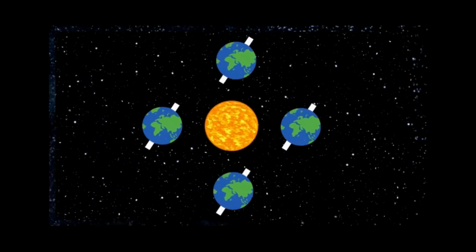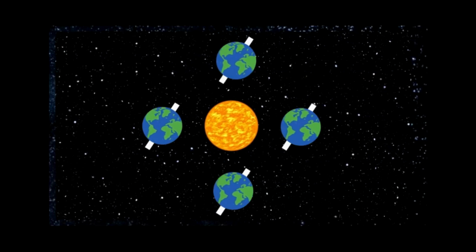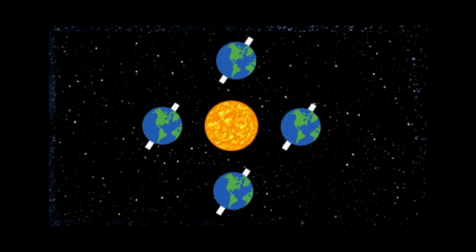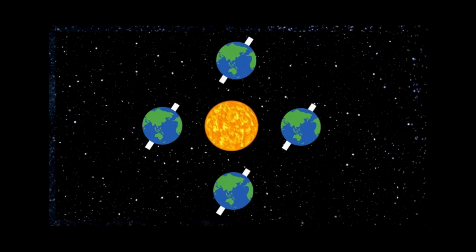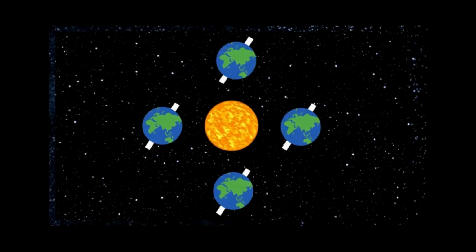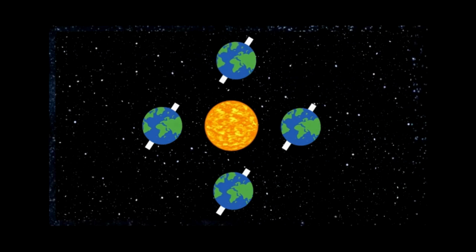But what about if you needed to figure out, is it summer or winter, when you're looking at a chart? Let's take a look at that. You see the sun and the Earth, but you see the Earth four different times.